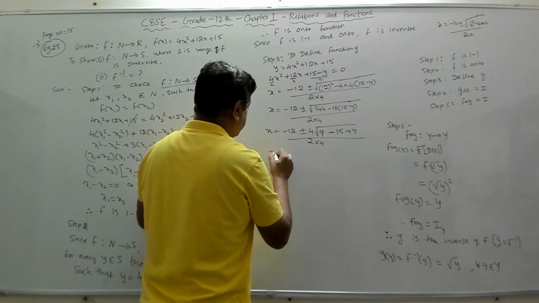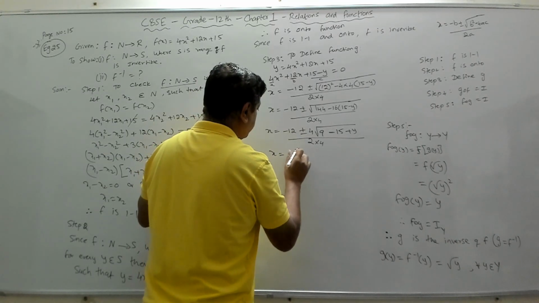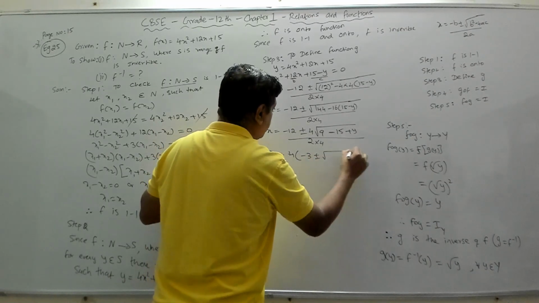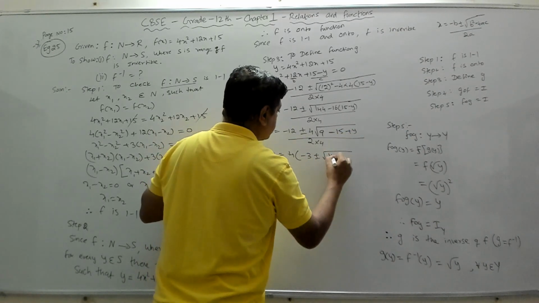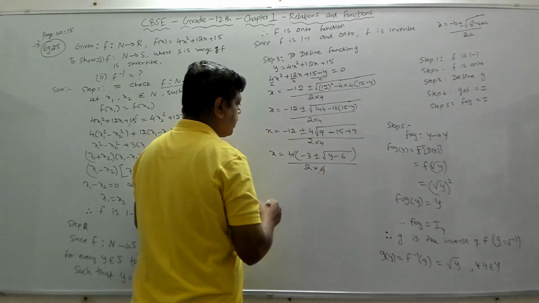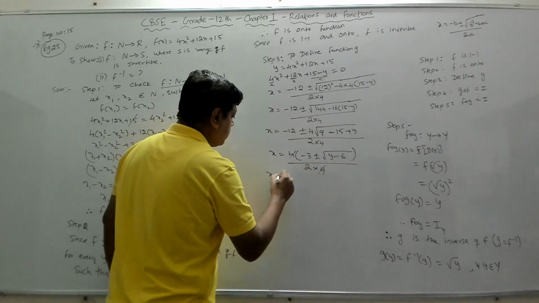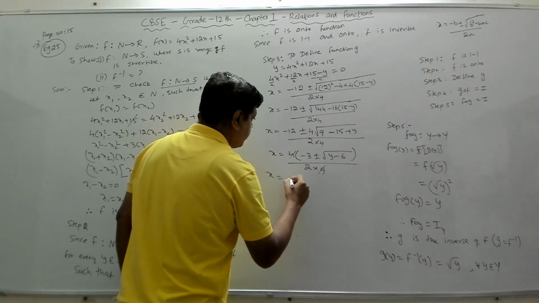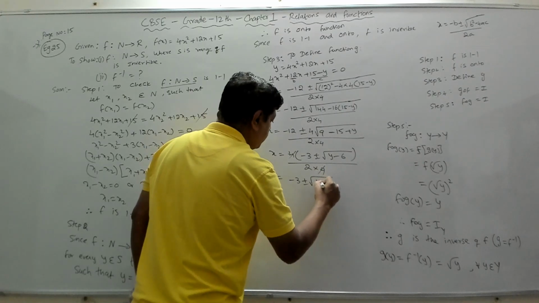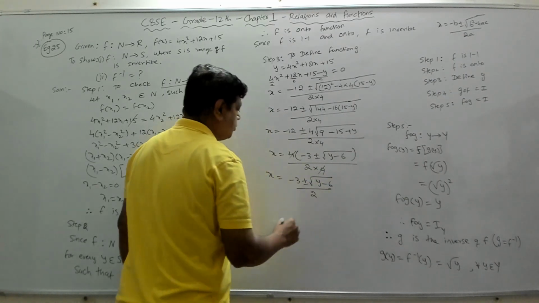So which means x is equal to, if I take 4 common, then this will become minus 3 plus or minus square root of, this will become y minus 6 by 2 into 4. Again this 4 is getting cancelled. So that's what I was explaining in the earlier step. So this becomes minus 3 plus or minus square root of y minus 6 by 2.